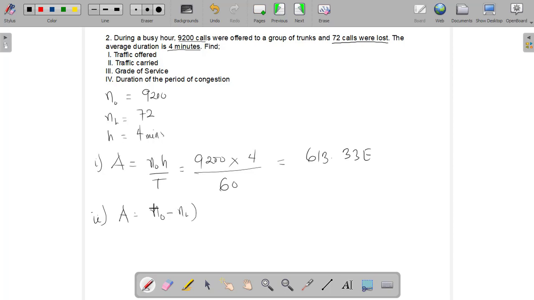Then our carried traffic now is going to be the number of offered calls minus the number of lost calls, all multiplied by the average holding time divided by the observation period. So you're going to have 9,200 minus 72 times 4 divided by 60. And for our final answer, we have 608.53 erlangs. So let's turn to the next page to solve the remaining questions.